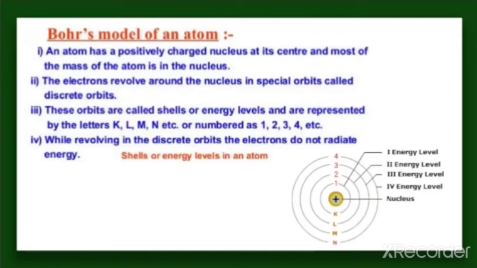These orbits are called shells or energy levels, which are represented by the letters K, L, M, N, and numbered as n equal to 1, n equal to 2, n equal to 3, n equal to 4, etc. While revolving in the discrete orbits, the electrons do not radiate energy. So these are the important points in Bohr's model of an atom.